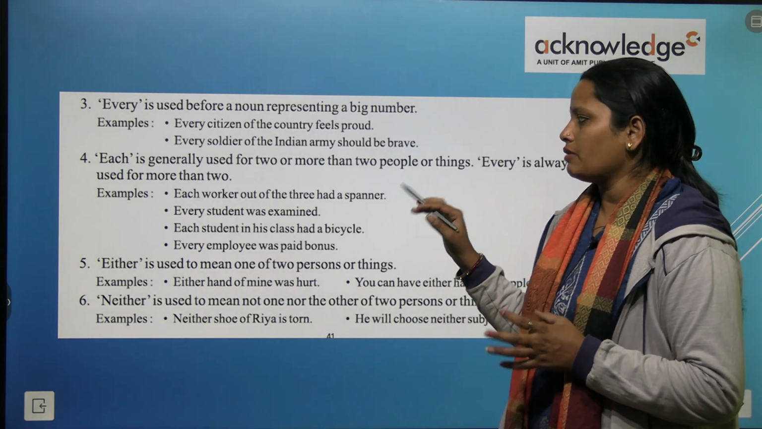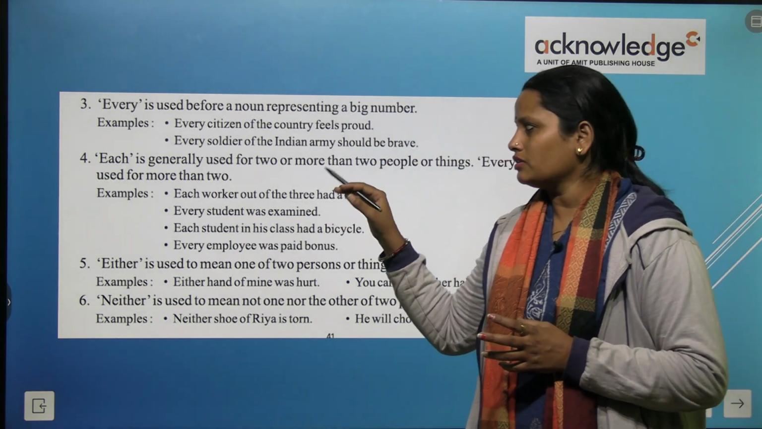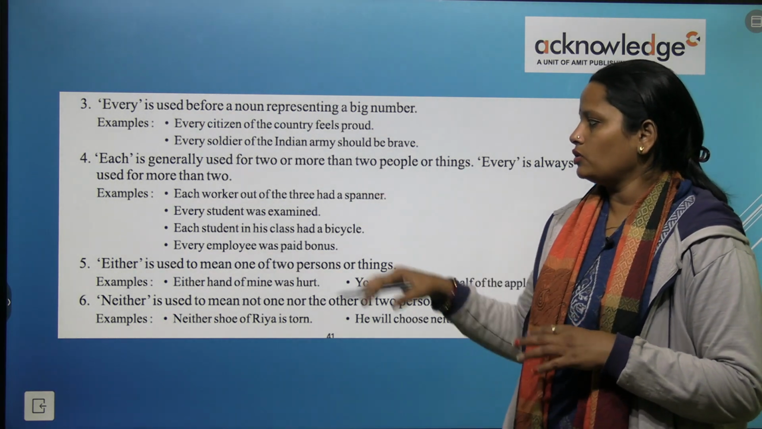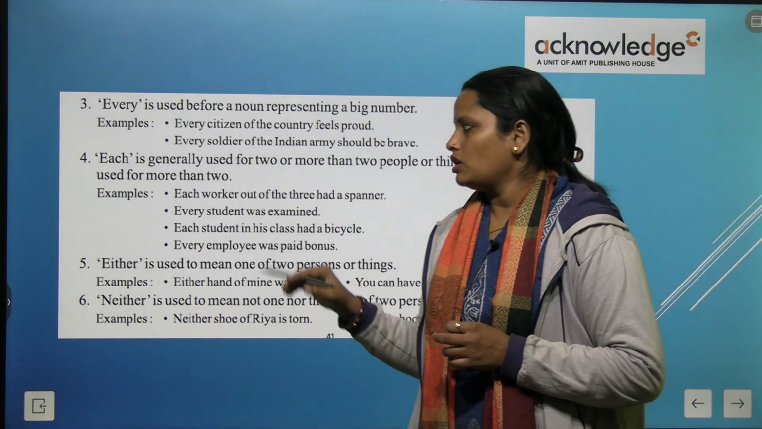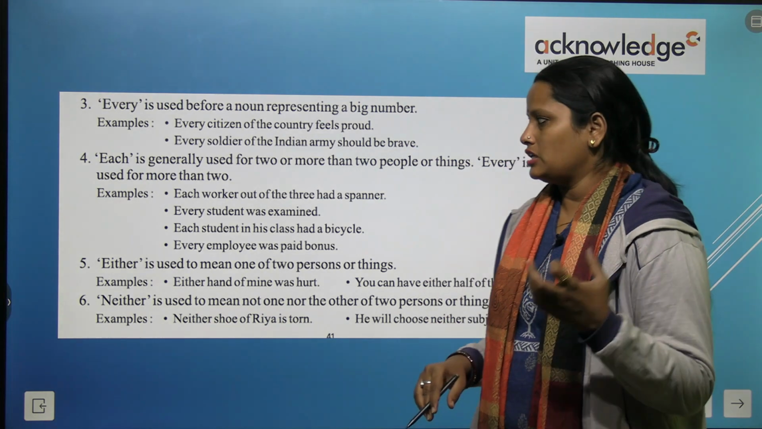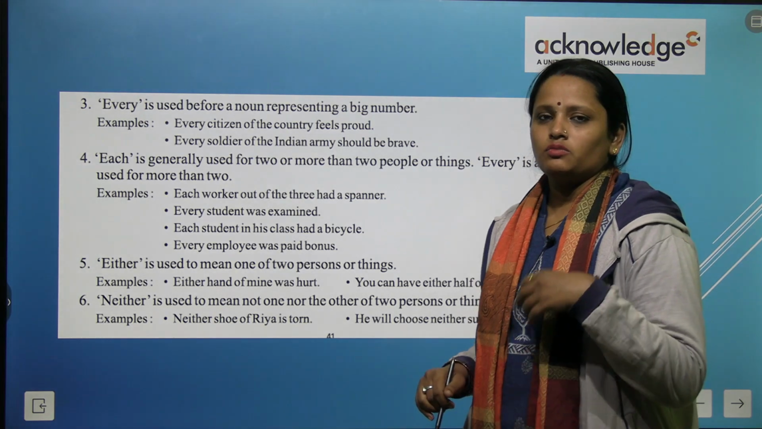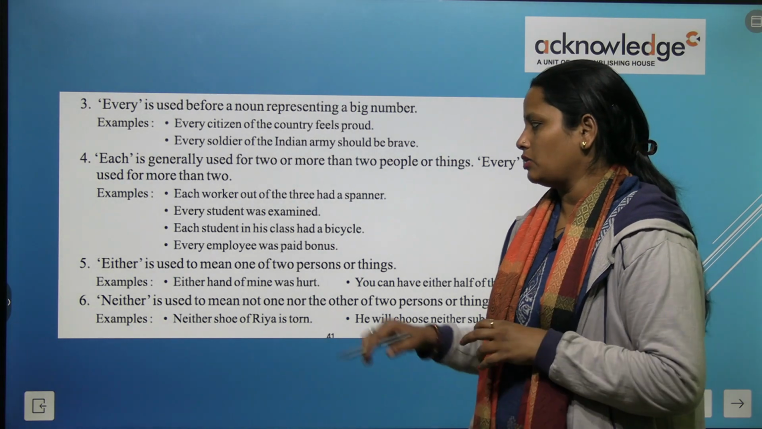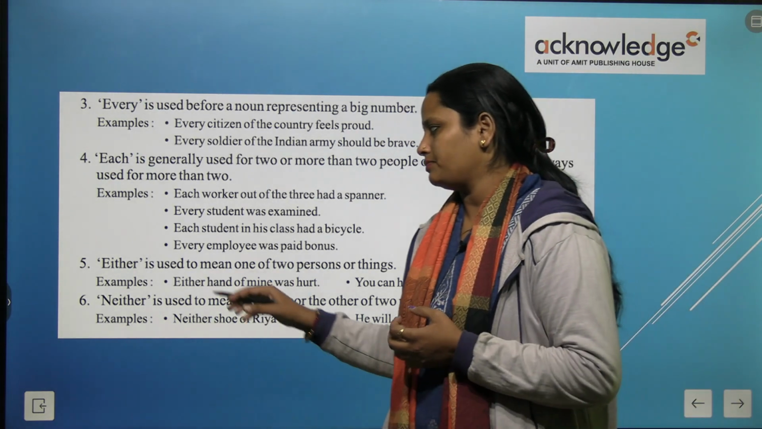So आप यहाँ पे क्या देखोगे, जहाँ पे भी आपने each या फिर every use किया है. Each is generally used for 2 or more than 2 people. So यहाँ पे 2 से ज्यादा लोगों की बात हो रही है. And every is always used for more than 2. और यहाँ पे आपने देखा है कि every 2 से ज्यादा की जब बात की जाती है तब हम every को यूज करते हैं. Every student तब यूज किया है जब ज्यादा स्टूडेंट्स की बात हो रही है. यहाँ पे भी each student in the class, हर एक बच्चे की बात हो रही है, but यहाँ पे every employee कब लिखा गया है, जब एक से ज्यादा employees की बात हो रही है.